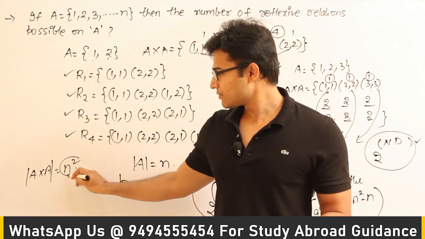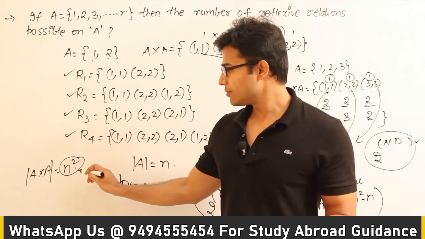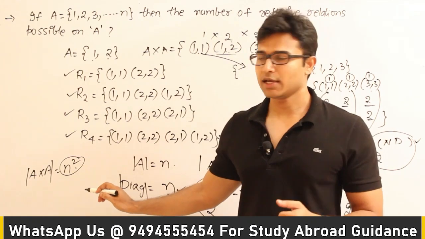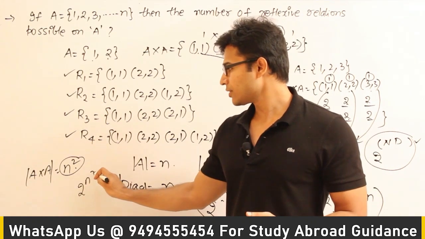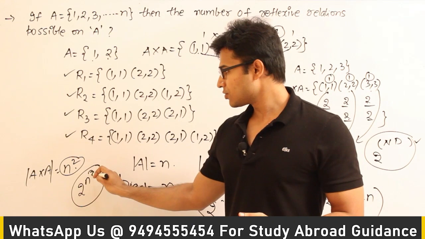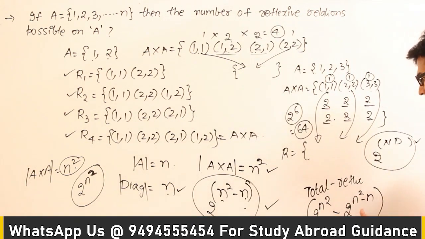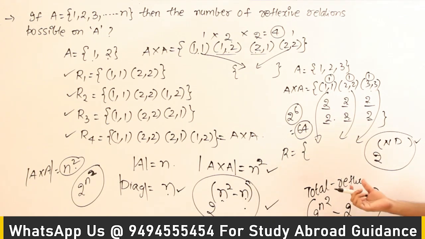So since we have n square elements, each element is going to have two choices. So 2 into 2 into 2, so on n square times, that is going to be 2 power n square. So the total number of relations is going to be 2 power n square. Now from this total number of relations, if you subtract the number of reflexive relations, then we are going to get the total number of relations which are not reflexive. Okay? Fine.